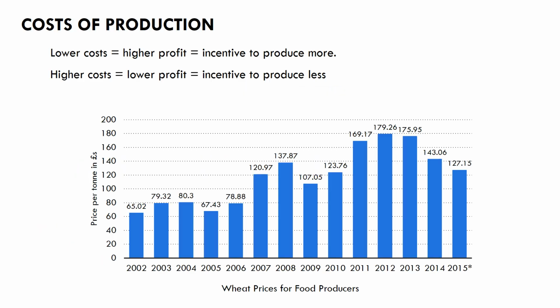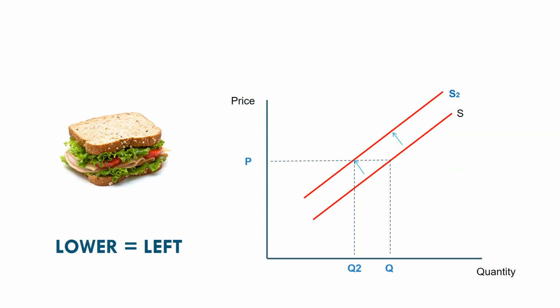Cost of production might influence the supply curve. If there are lower costs, firms might make higher profits, and there's therefore an incentive to produce more. Higher costs mean lower profits and an incentive to produce less. So if you imagine a bread manufacturer, when prices of wheat are low, costs are low, there's an incentive to produce more, and this might cause a shift in supply to the right. But when costs are high, this would reduce profits, a disincentive to produce more, and shift supply to the left. So here, an increase in the cost of making sandwiches would cause our supply curve to move to the left, S to S2.